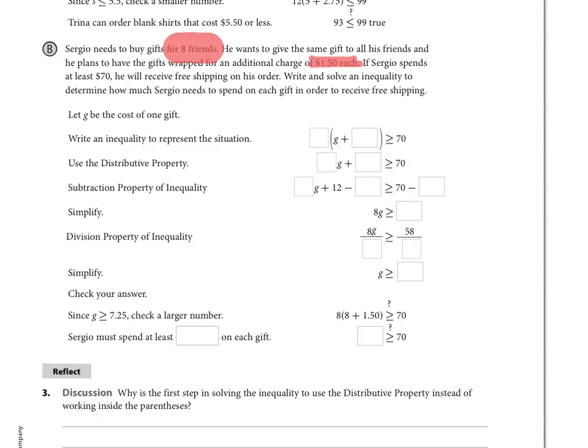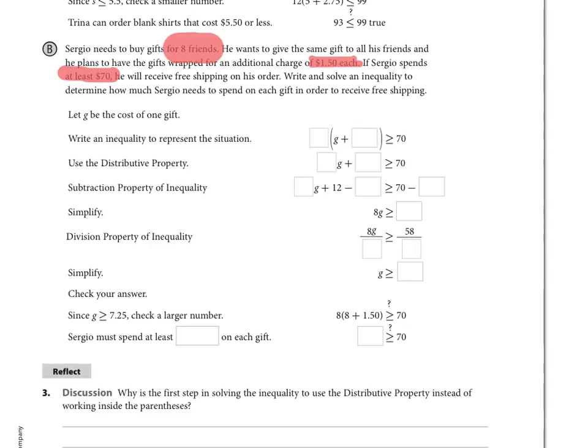If Sergio spends at least $70, he will receive free shipping on his order. Write and solve an inequality to determine how much Sergio needs to spend on each gift in order to receive free shipping. Okay, so we're wanting free shipping. It says, let G be the cost of one gift. We don't know what the cost of the gift is. But what do we have to add right here to the cost of the gift? What's something in the problem it told us? Bless you.